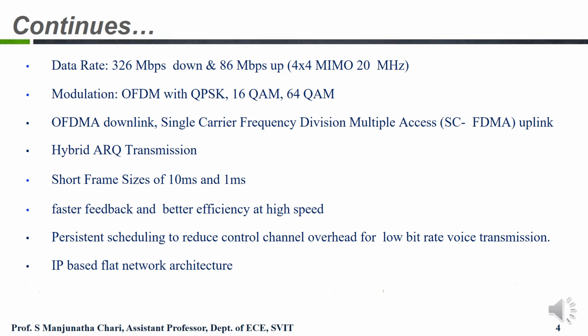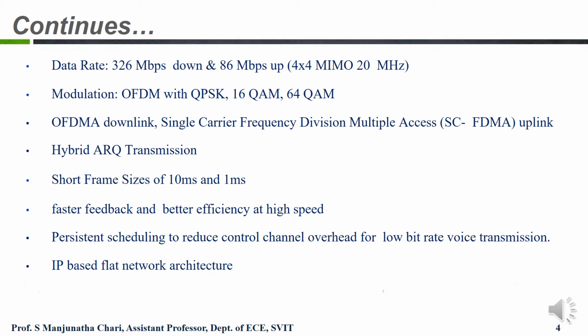And coming on to data rates, yes, these are theoretical values we are going to discuss here. It is almost 326 Mbps for downlink and 86 Mbps for uplink when it is using 4x4 MIMO at a 20 MHz channel. And the modulation technique used here is OFDM with QPSK, 16 QAM or 64 QAM.